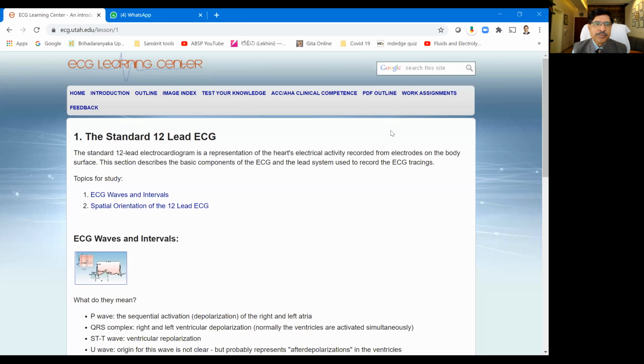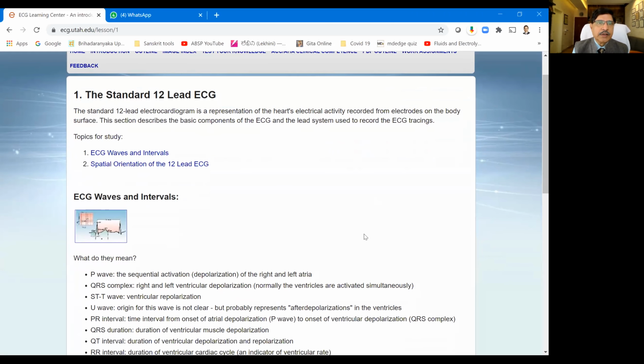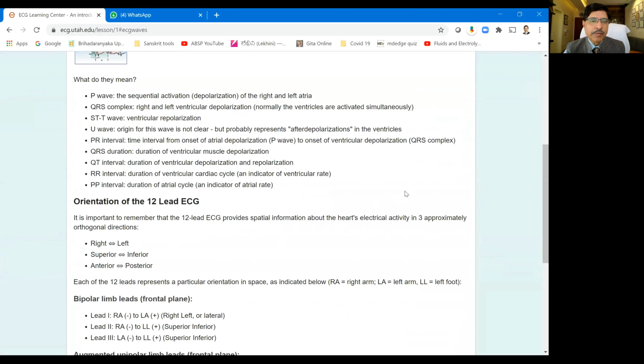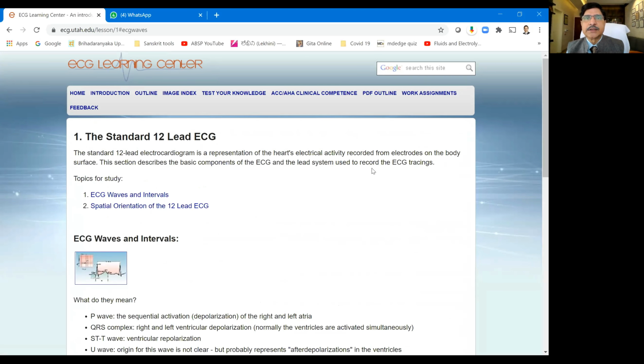This is what it is. And then the waves and intervals, it tells the ECG waves and ECG intervals. So it gives you what is the P wave, what the different waves are. So this is how we will end this session here, and we will meet next Tuesday with more information about ventricular and atrial hypertrophies. And before that, we will do a couple of exercises on that day, and then we move on to that. So with this, I am stopping.